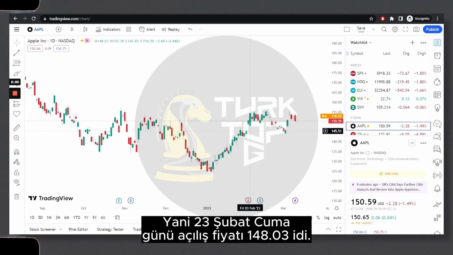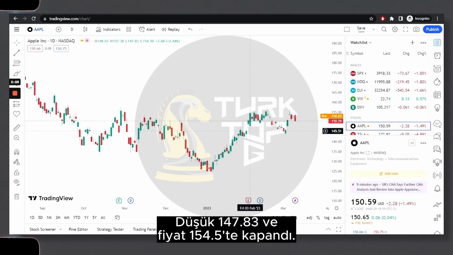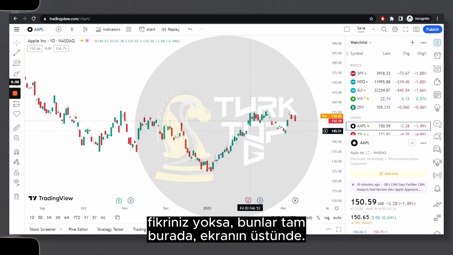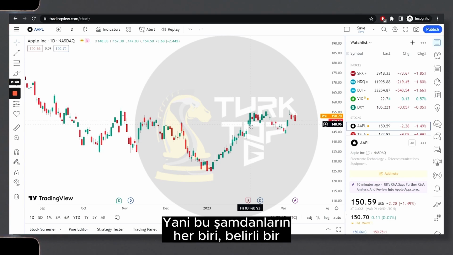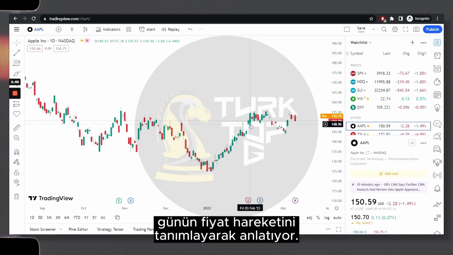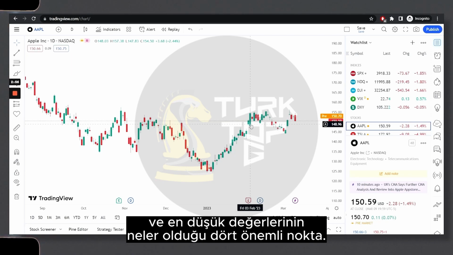So on Friday, 3rd of Feb 2023, open price was 148.03. The high was 157.38. The low was 147.83. And price closed at 154.5. Now, if you have no idea where I read those numbers, those are on top of the screen right here. Those numbers change with each candle, which is why I kept it together. So each one of these candlesticks is telling the price action of an individual day by defining 4 important points: where price opened, where price closed, what were the high of the day and the low of the day.